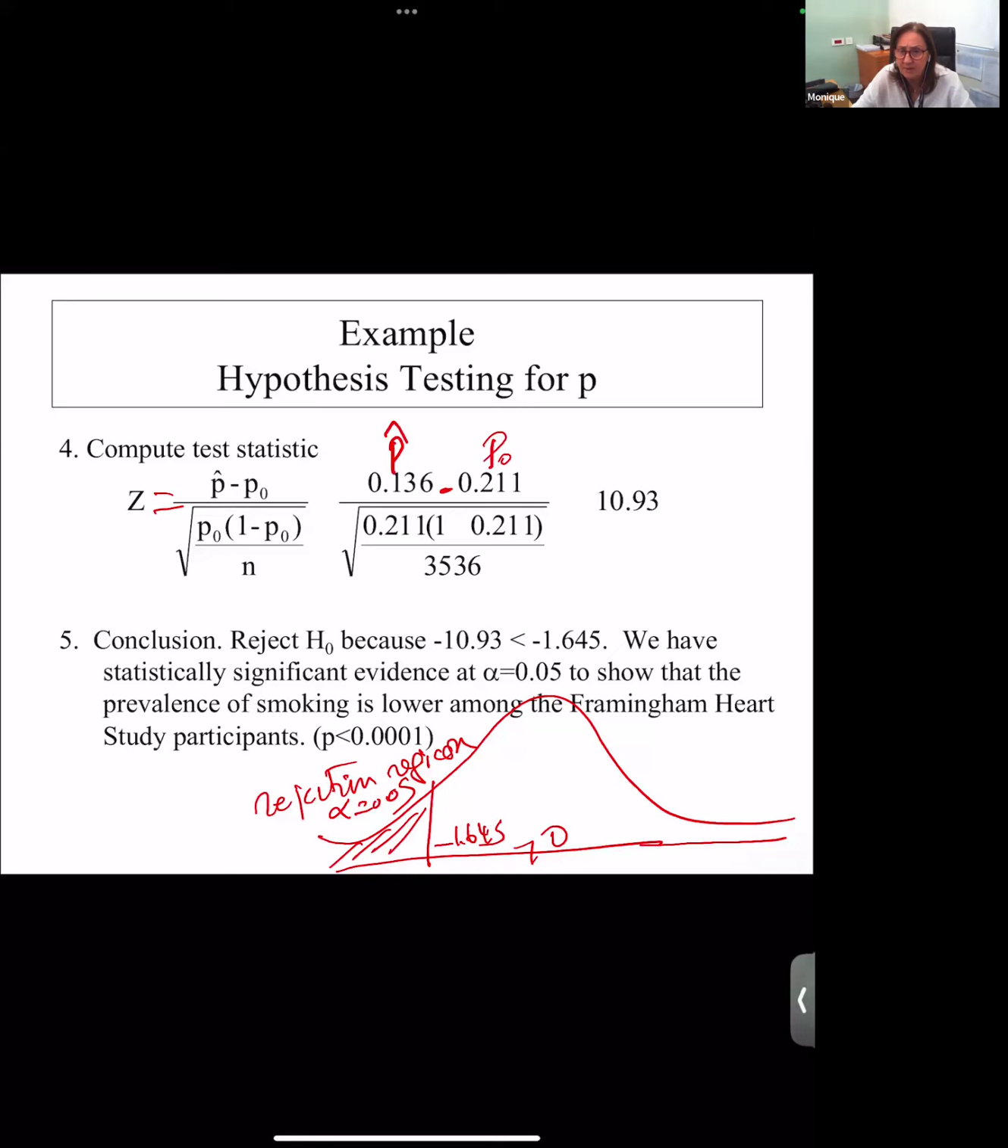So Z is P hat minus P0, over the standard error of P. You still remember the standard error of P, which is the square root of PQ over N, but we use P0 and Q0. So 0.211 times 1 minus 0.211, which is the Q, over N, 3,536. So what we get is minus 10.93.